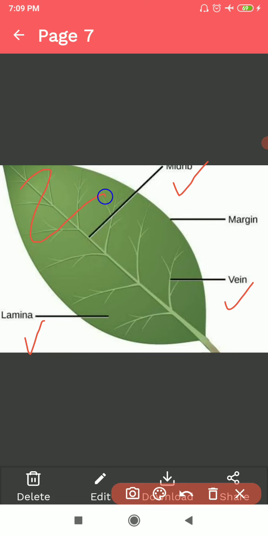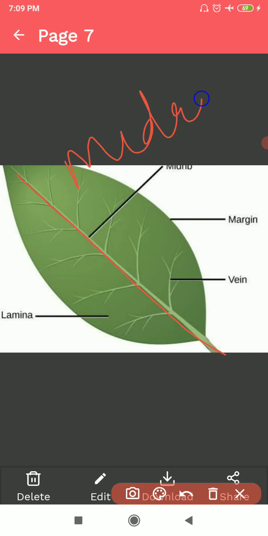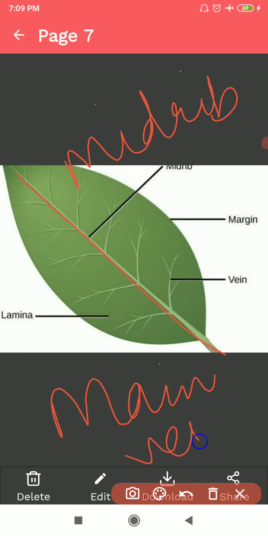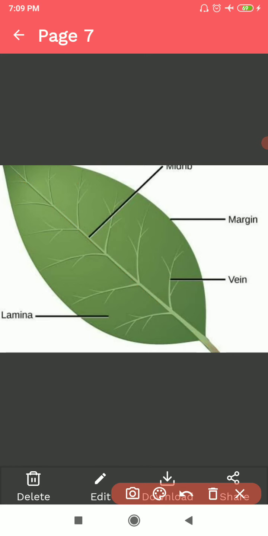The flat, broad portion of the leaf is called the leaf blade or the lamina. The leaf blade has a thin line along its center, and this thin line is called the midrib or the main vein. The midrib has many branches of smaller veins called the side veins. The veins carry water and food to all parts of the plant. These are called the side veins.